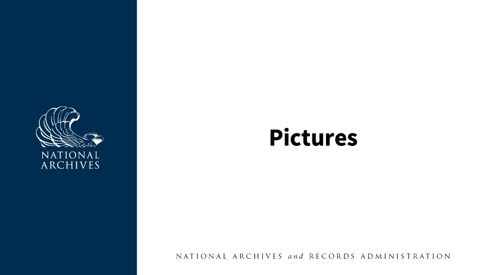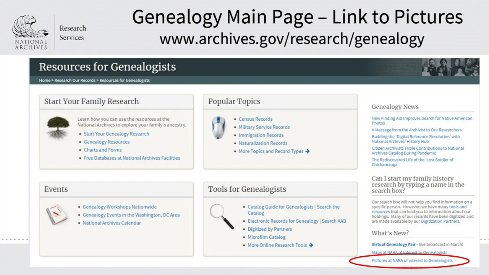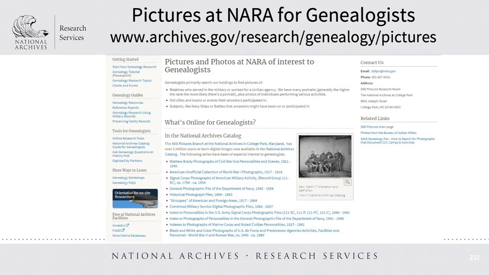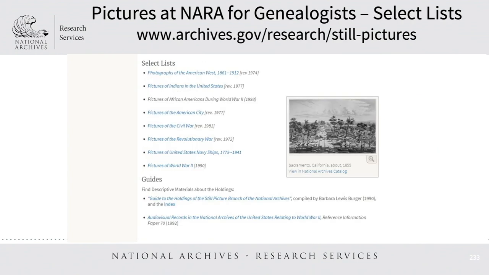Now, back on the main genealogy page, also under What's New, is the Pictures at NARA of Interest to Genealogists link. So let's click on that. At the top are links to some of their popular series in the catalog, primarily military related. Then further down are links to the select list. While you're not likely to find a photo of your ancestor here, there are pictures here that can add interesting context to your family stories.